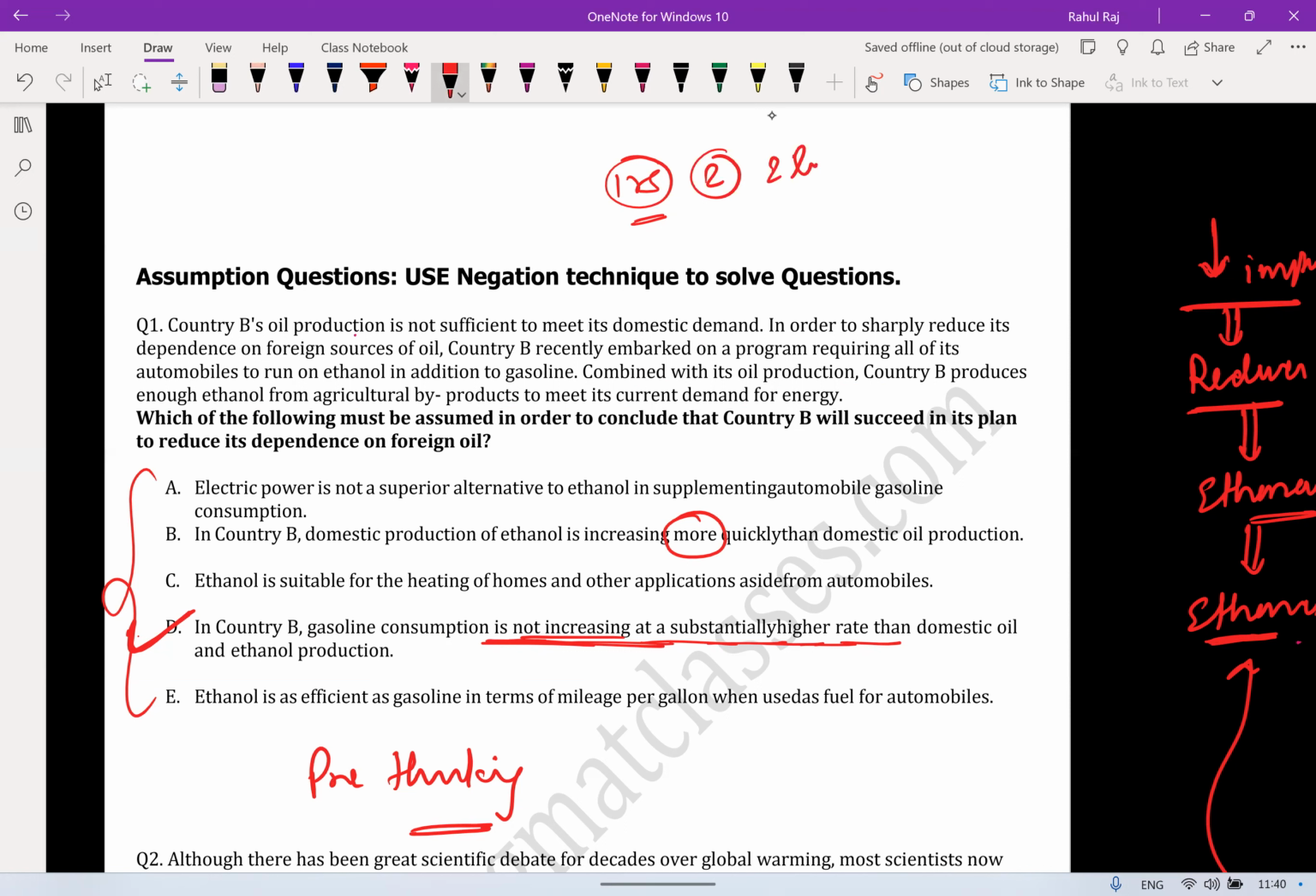Even if I have 2 lakh rupees, I have more money than you. Even if I have 2 crore rupees, I have more money than you. So this is a non-quantifiable word. That's what I'm telling you.